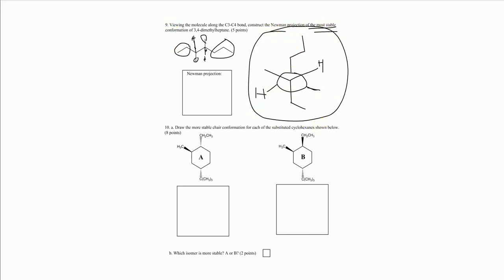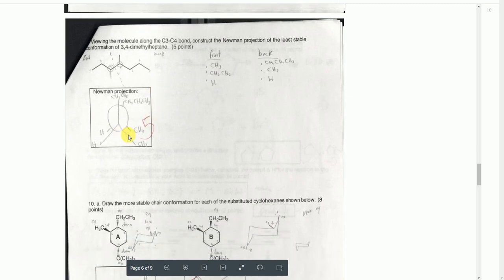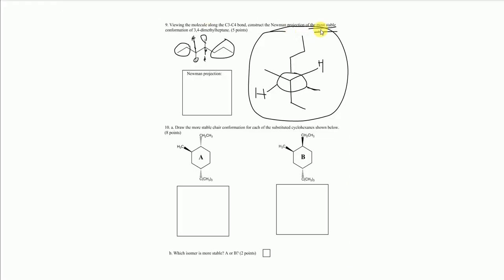Let's just check real quick. It says least stable over here. That's weird. Well, this is most stable. If we're going to draw the least stable, which I guess this person made a typo, we would do this, and then it's very deformed.